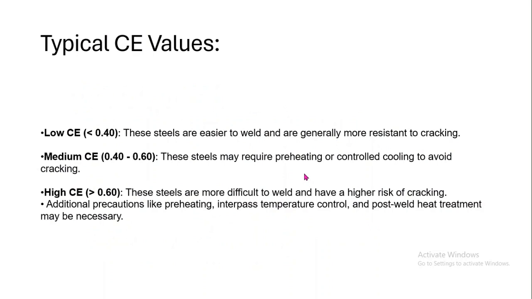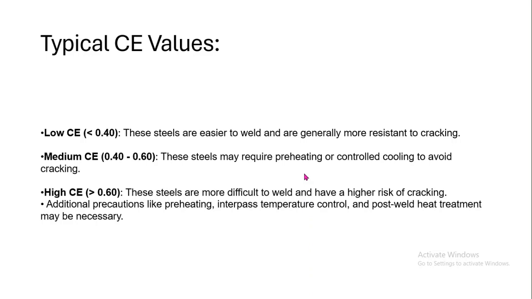And second is the medium carbon equivalent value. The value is between 0.4 and 0.6. This type of steel may require more controlled heating, like preheating and controlled cooling, to avoid cracking. It may be susceptible to cracking. So for that we have to do proper preheating or controlled cooling during the welding process.